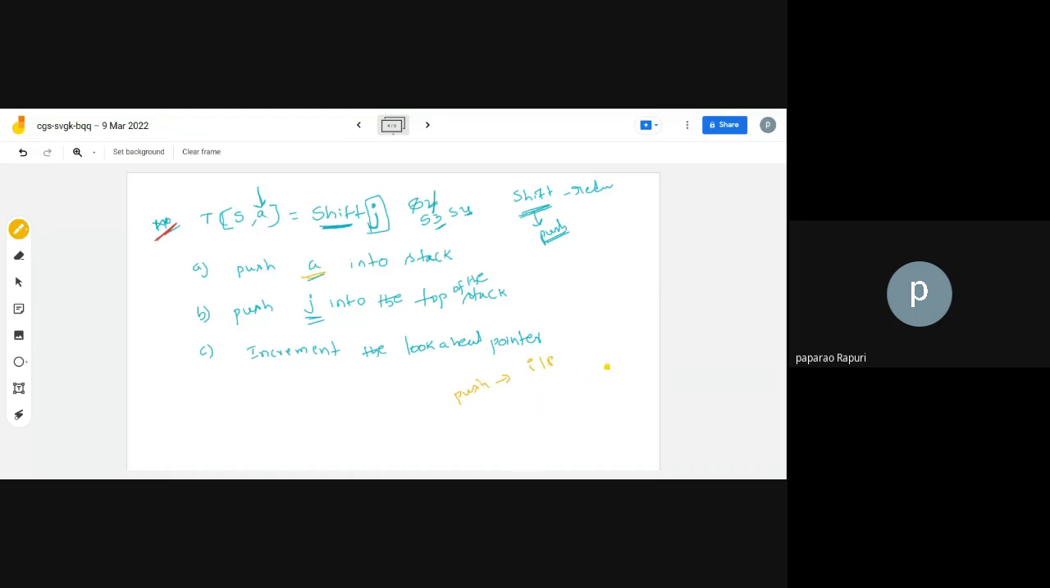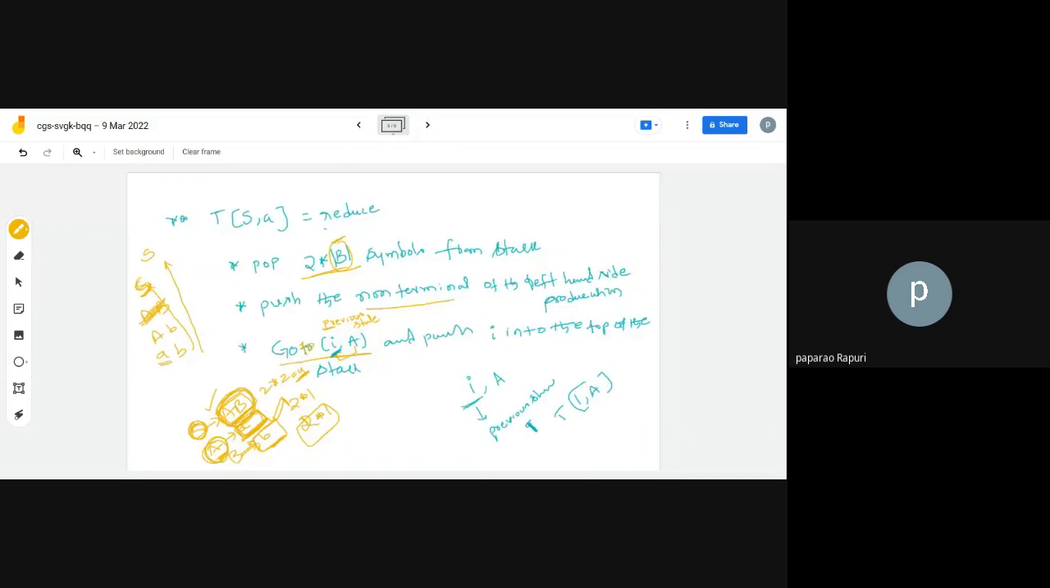First, we need to push the input symbol that we read. After that, we need to push the state. How can we know the state, sir? Suppose it is S4, the state is 4. Suppose it is S5, shift 5, so the state is 5. After that, we need to increment the look ahead pointer. In the shift operation, we perform 3 things.